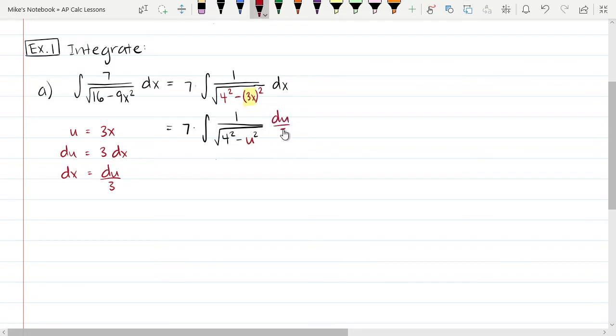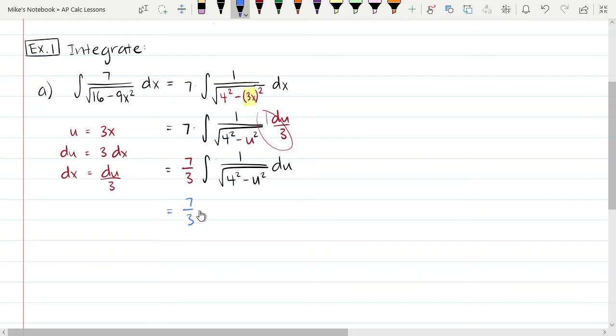du over 3. And then that 1 over 3, I'm going to go ahead and move that out in front also. So now in my integral, I now have 7 thirds times the integral of 1 over the square root of 4 squared minus u squared du. And now this integral matches exactly the formula that I showed you in the beginning of the lesson.